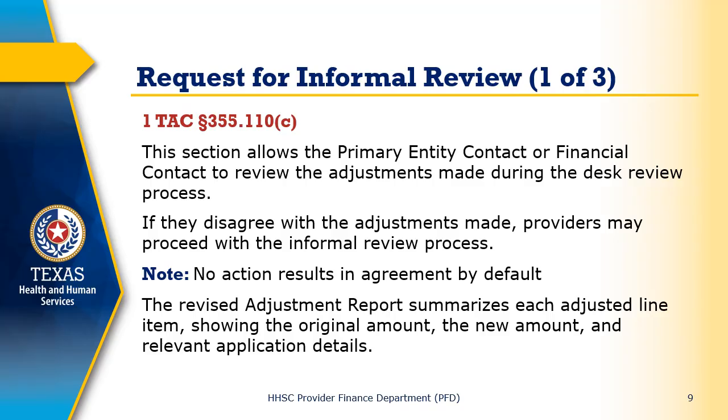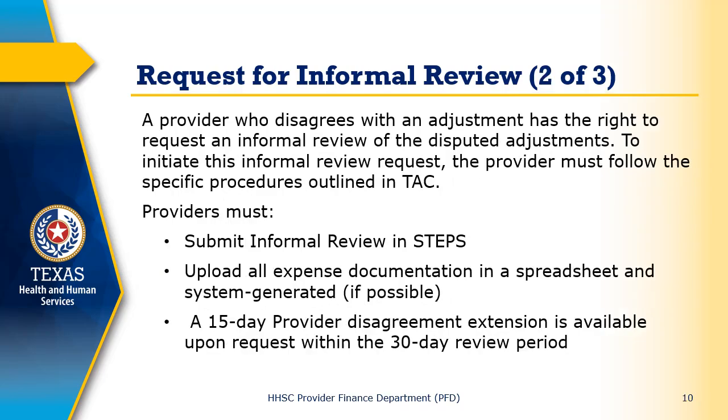To view the revised provider adjustment report, please log in to your report and steps, keeping in mind that only those designated as the primary entity contact or financial contact will have access at this stage. The revised adjustment report details each line item adjusted, showing the initially reported amount, the new adjusted amount, and any relevant application information. If a provider disagrees with the outcome of an informal review, they have the right to file for an administrative hearing or formal appeal within 15 days. This formal appeal process is separate from the STEP system and requires adherence to specific guidelines.